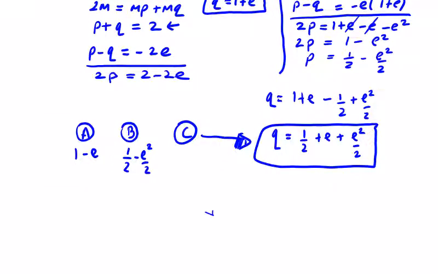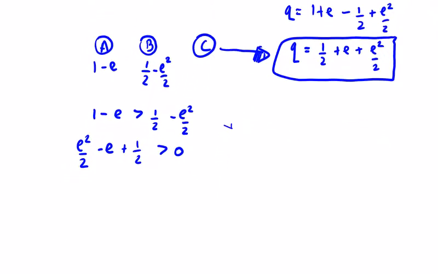Okay, is the speed of A greater than B? Is 1 minus E greater than a half minus E squared over 2? If I bring both of these things to the left, I will get E squared over 2. I'm going to get 1 is already on the left, minus a half, and the minus E is already there, so plus a half. Is this greater than 0? Can I make this into a square? Would this be a half times E squared minus E over 2 plus 1?